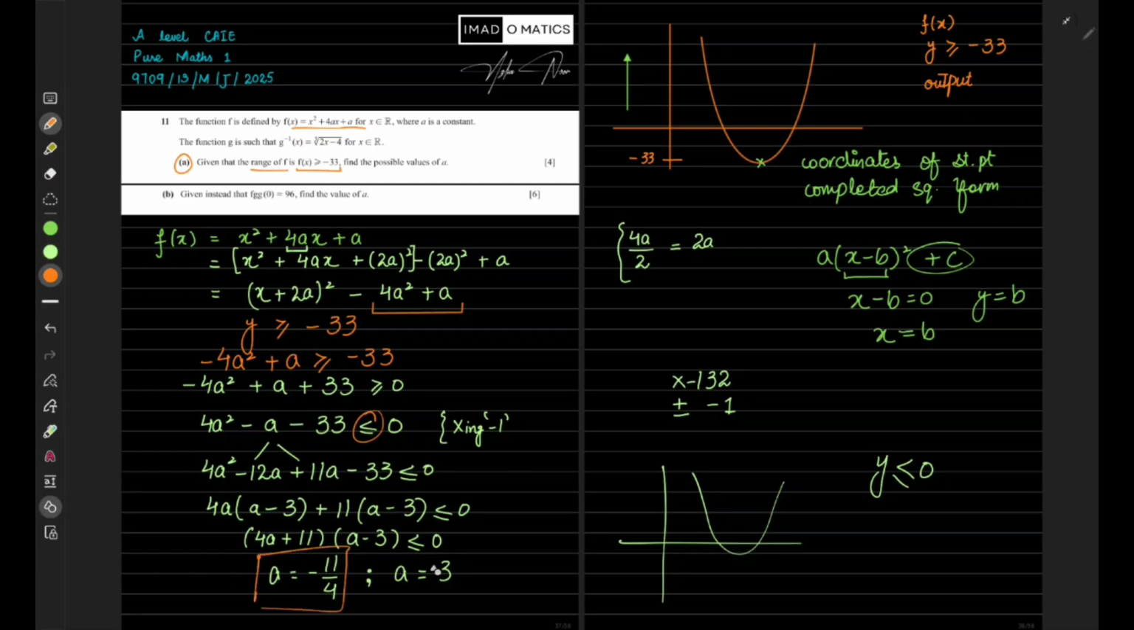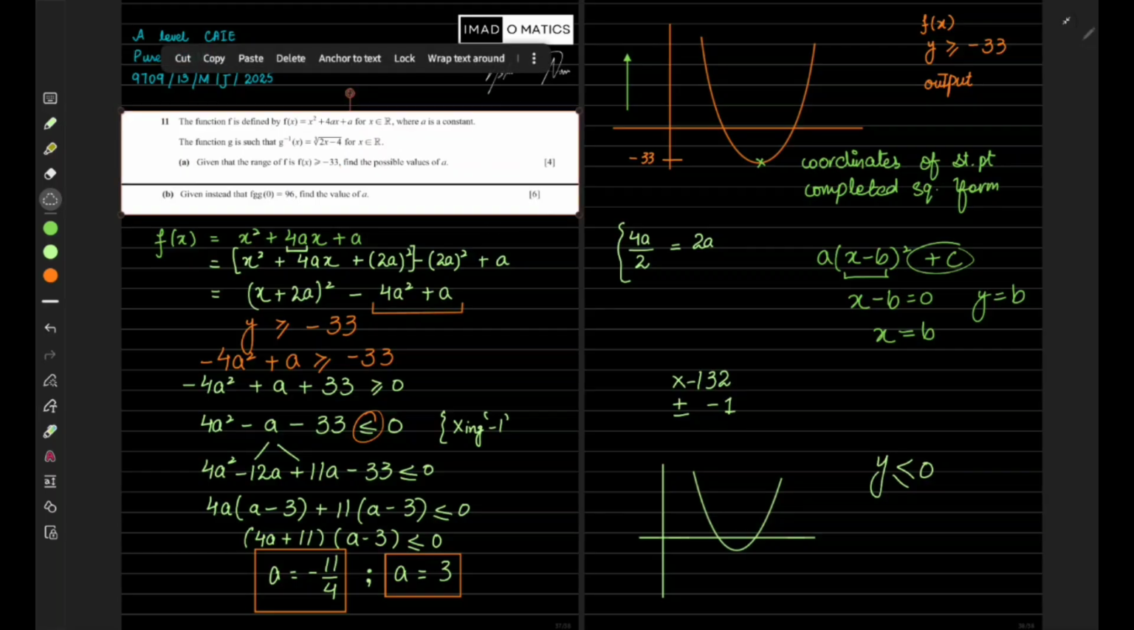Now stepping to part B. Okay, part B says given instead that f g of 0 is equal to 96, then find the value of a. Now I am shifting this question to the next page. Okay, this whole is your rough working.